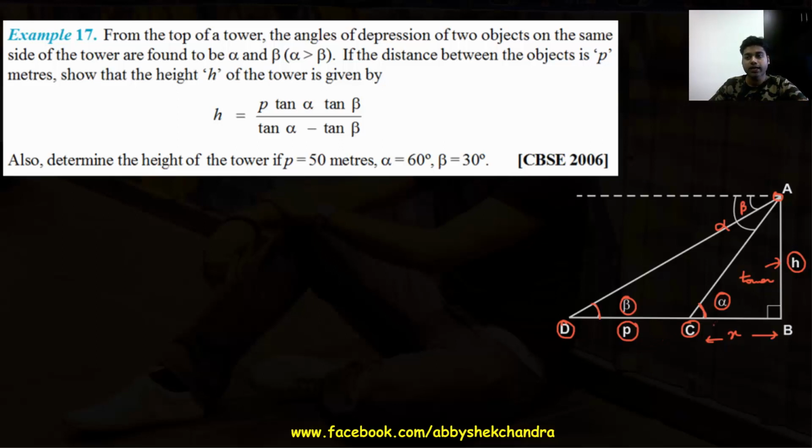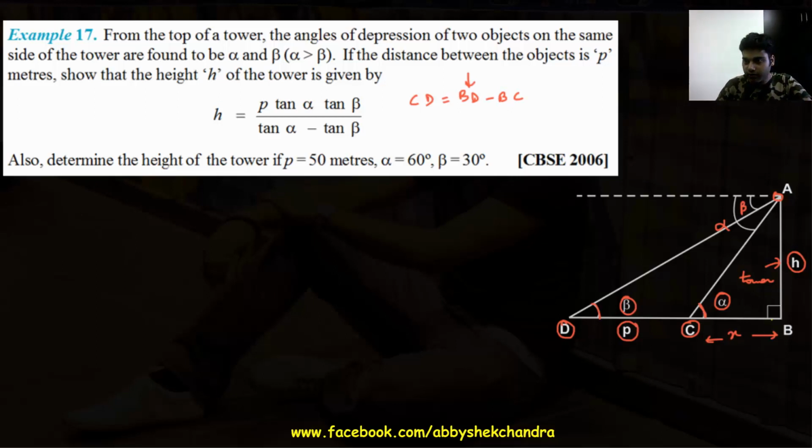So I'm going to try the other method that we talked about. What was the other method? That CD, this distance, is equal to BD minus BC, right? And then we'll see what happens. Okay, so let me write here. What we are aiming to do is CD equal to BD minus BC. So let's first calculate BD.